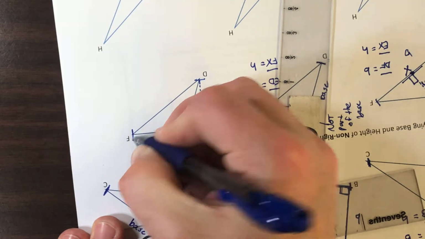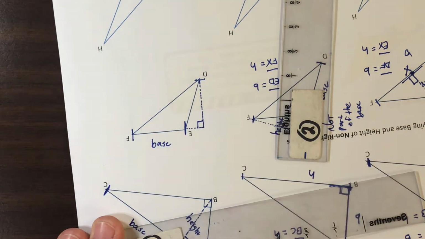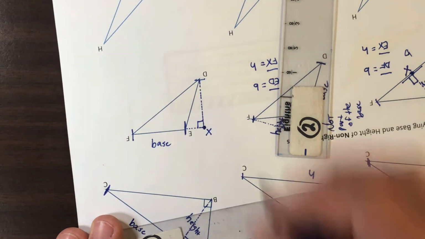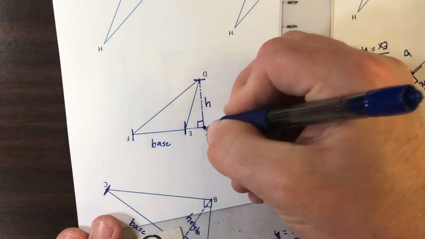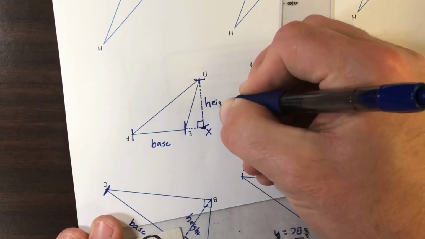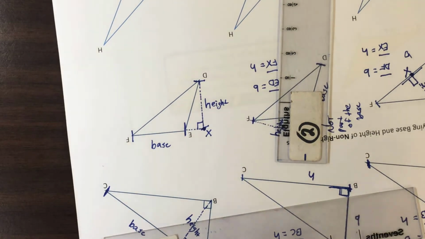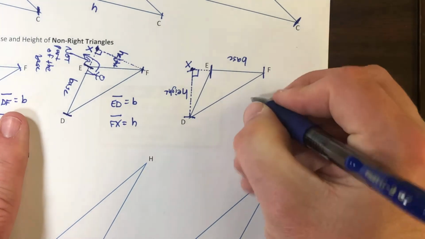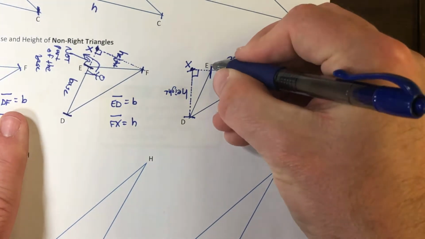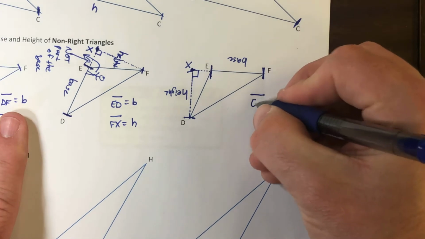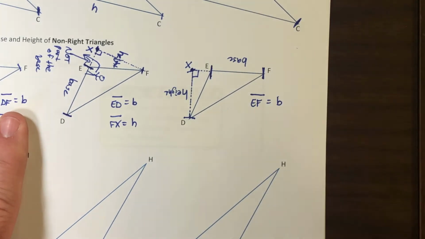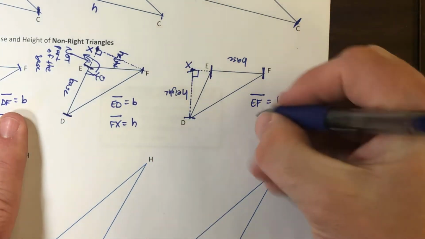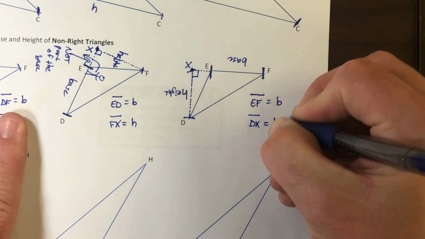Remember, the base only goes from here to here. We're going to call this imaginary point X. And this right here from D to X is my height. All right, let's write how we would identify it. We're going to say line EF is our base. And what line is perpendicular to it? Line DX. So line DX is our height.